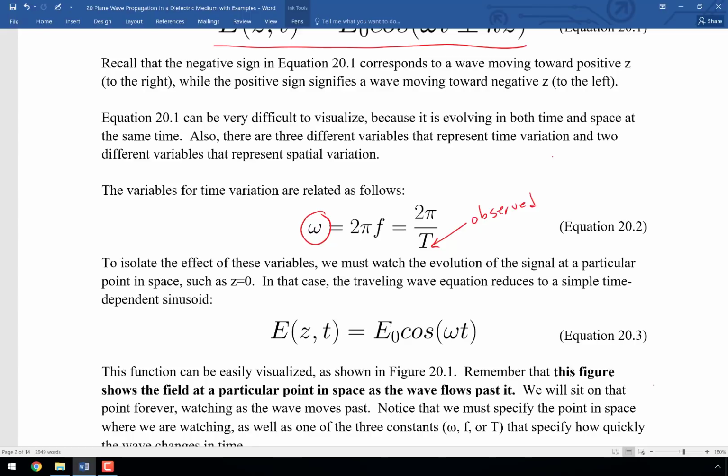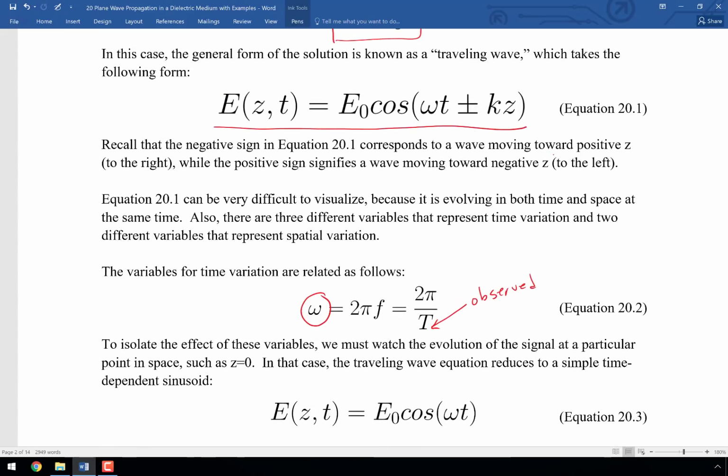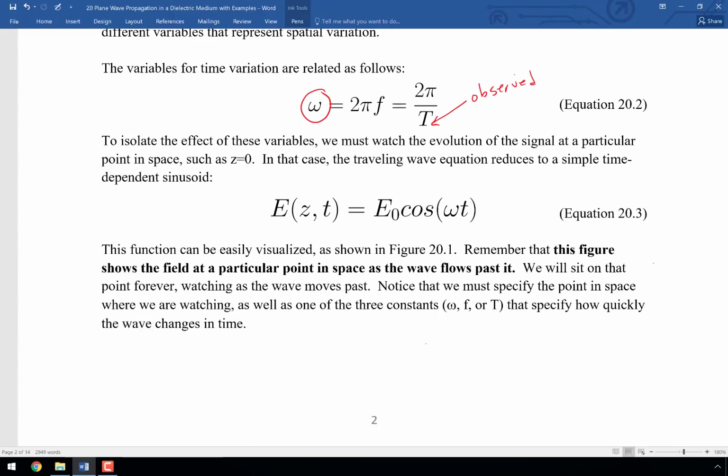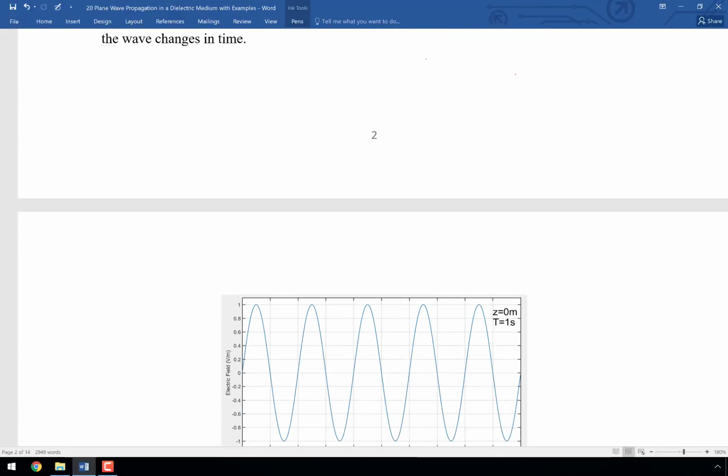So if we come back up to equation 20.1 and realize that if z is a constant, and for simplicity, let's just say z equals 0, well then that term would go away, and we're left with just E sub 0 cosine of omega t. And I'm going to erase that because it isn't always going to be that way, but that takes us down to equation 20.3. Remember that's the equation if we're going to sit at a particular point in space and watch as the wave flows past us. And that is what's shown here.